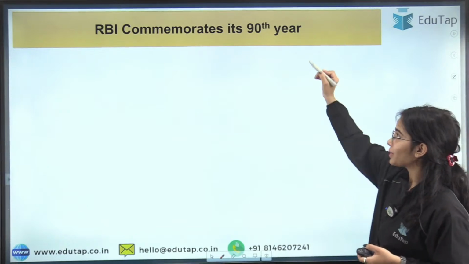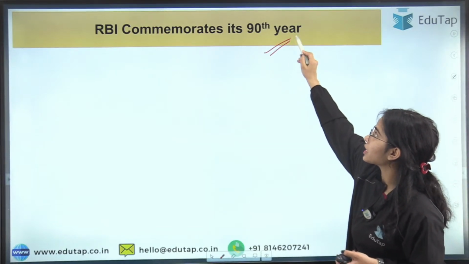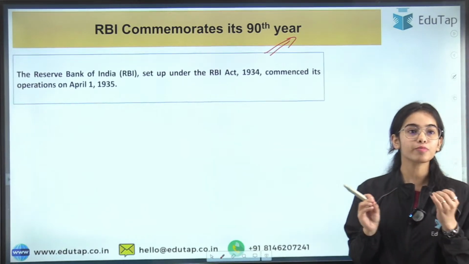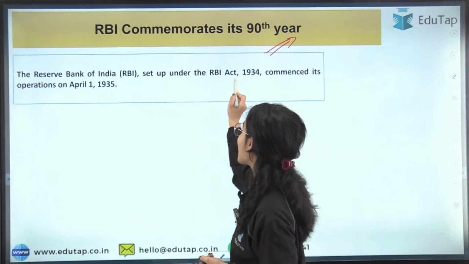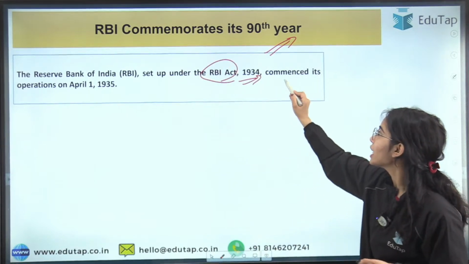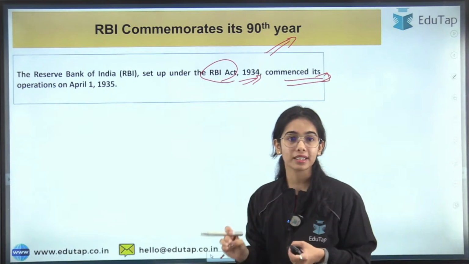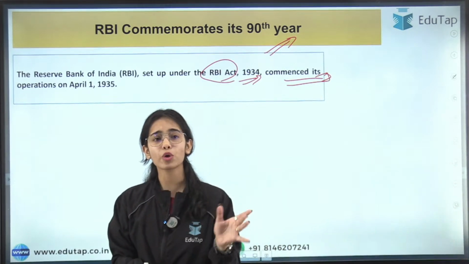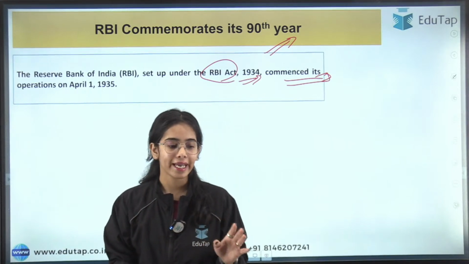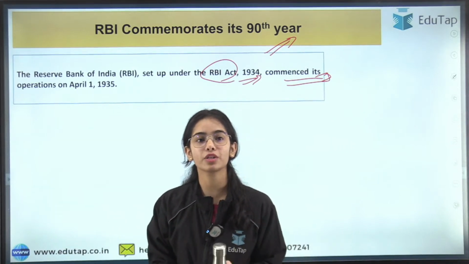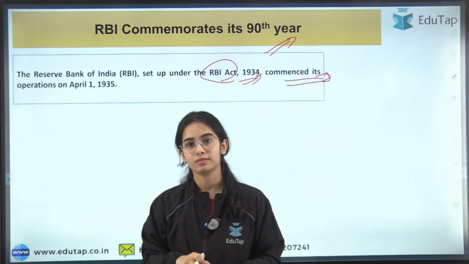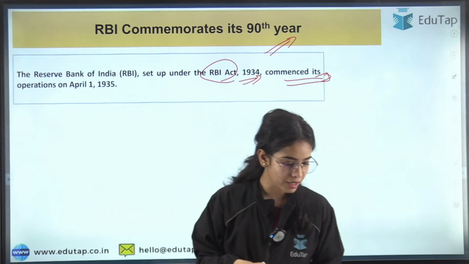Now coming to the RBI, which has celebrated its 90th year. The Reserve Bank of India was set up under the RBI Act of 1934 and commenced its operations on April 1, 1935. Okay. So I hope the previous news article is clear. Any confusion regarding the SEBI news article? Are all the students clear about that?